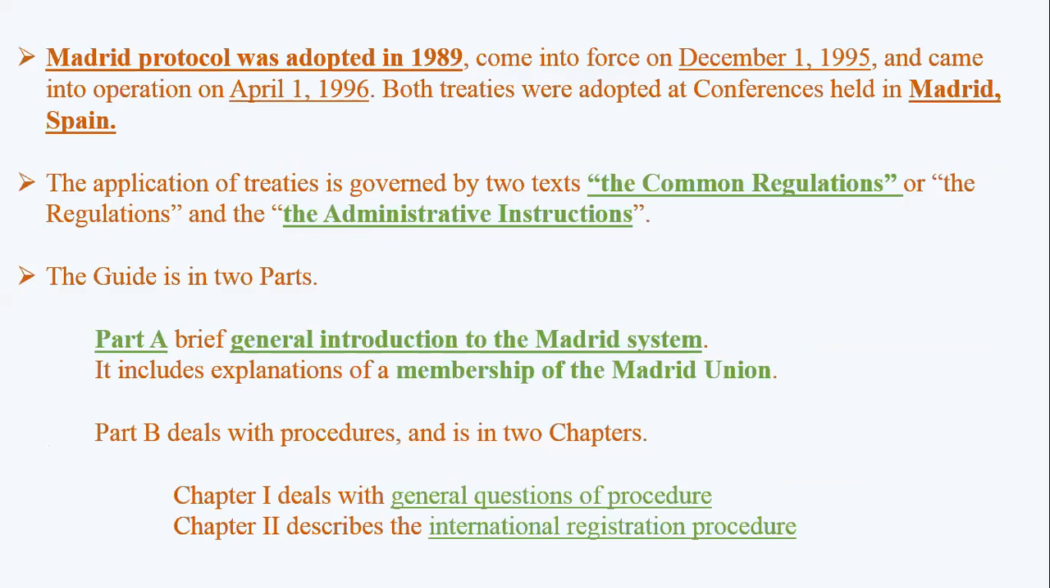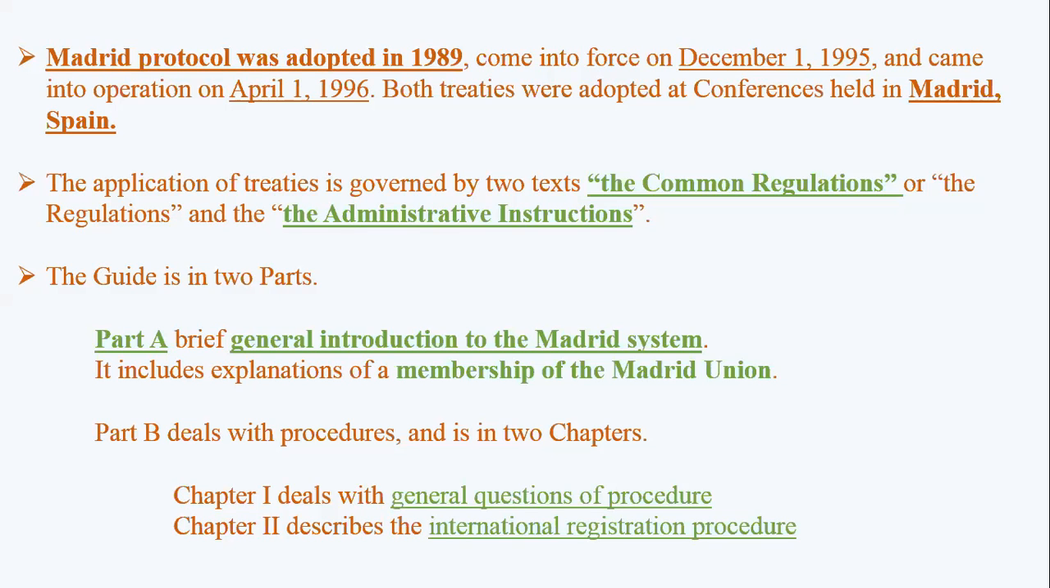The Madrid Protocol was adopted in 1989, came into force on December 1st, 1995, and came into operation on April 1st, 1996. Both treaties were adopted at conferences held in Madrid, Spain. As we discussed, it was signed in Madrid, or accepted by a number of countries in Madrid, so it is called the Madrid Protocol or Madrid Treaty. With respect to our final theory examination, in the objective section mainly these types of questions are there: the Madrid Protocol was adopted in dash. So the year is also important. It was adopted in 1989 and came into operation in 1996.